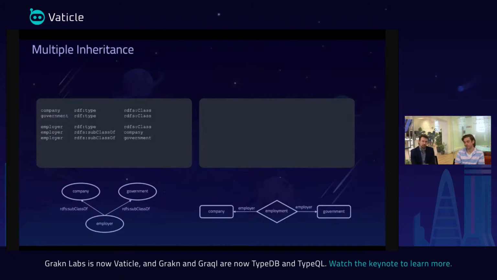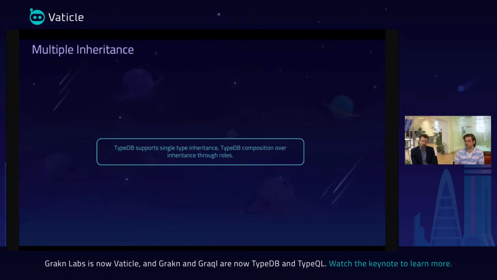Because in the example where we're having employers as subclasses of companies and governments, we actually want to assign a role of employer to either the company or the government. Because the government is not always an employer. Yes, it will always have employers because that's just how it works. But the notion of being an employer is not an actual entity. It should be a role. And that's what we model in the relation, rather than modeling as a class. So TypeDB supports single type inheritance, and TypeDB prefers composition over inheritance through roles.